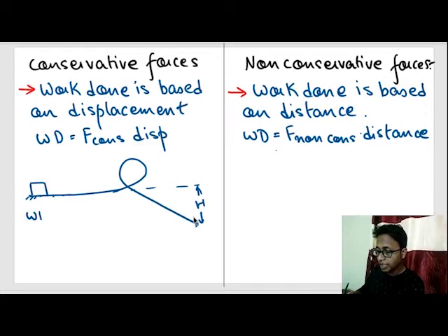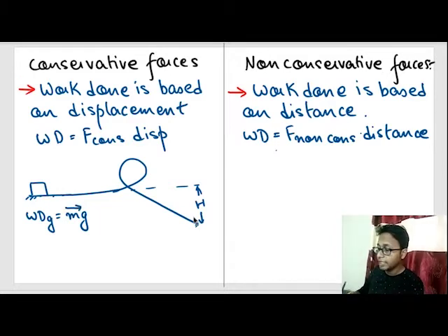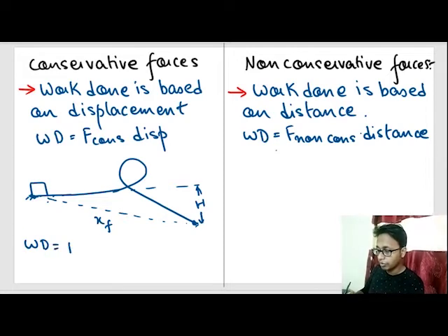The net work done by gravity is force of gravity, which is acting in downward direction, into displacement. Displacement is final position minus initial position. I have to give you a little bit of a new concept. Final position minus initial position is the displacement, and work done is equal to force dot displacement.